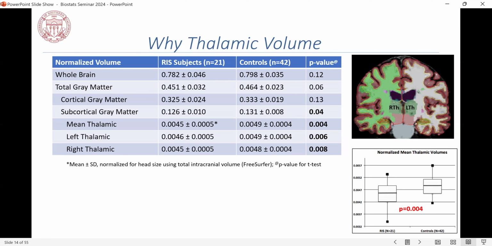So again, the goal is to look at the early stage. We want to find the area in the brain that can distinguish the disease from normal at the early time. So we look at data from RIS, radiologically isolated syndrome, those early-stage MS, and we look at the controls, and we find there's a little area in the brain called the thalamus that is very sensitive to distinguish them. So that's the area we're going to focus on, the thalamus.